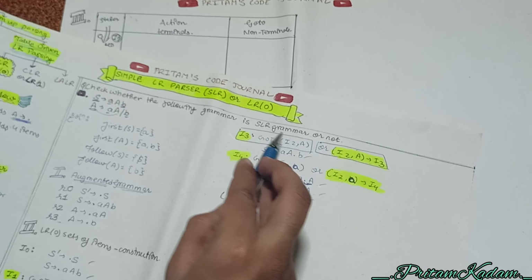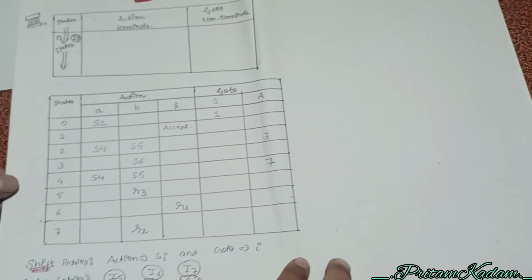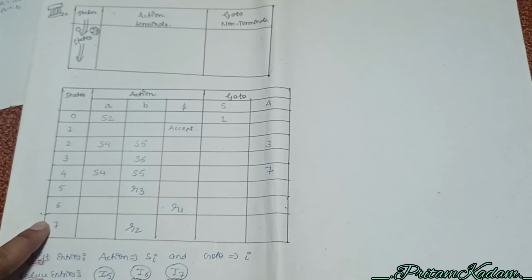Now we have to check whether the grammar is SLR grammar or not. As we don't have any double entries in this table, we can directly say that the given grammar is a SLR grammar. Okay, so we will conclude this.